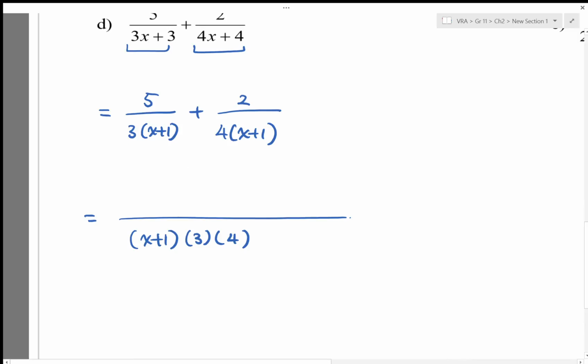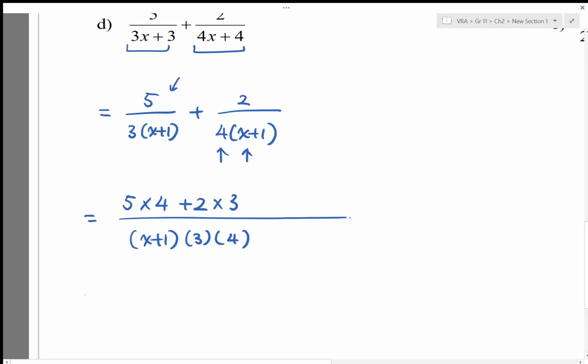Now, if you take a look at the first one, we have 3x and 3x plus 1. So these two are already in the bottom, so what's missing is 4. So the top, which is 5, has to be multiplied by 4. And the same thing goes for this positive 2. Here we have 4 and x plus 1. So 4 is here, x plus 1 is here. What's missing then is 3. So you multiply it by what's missing.